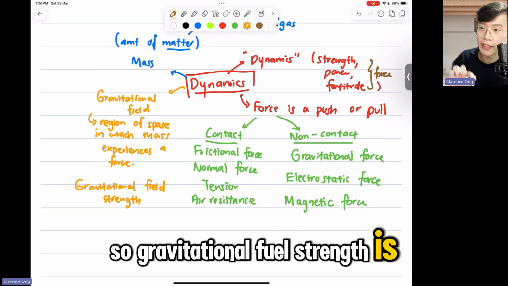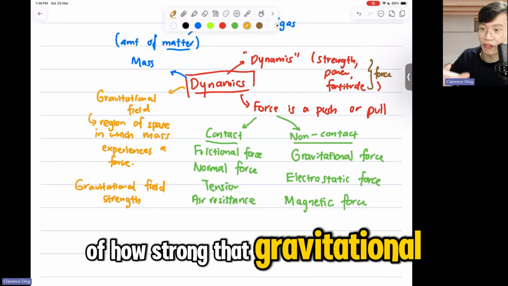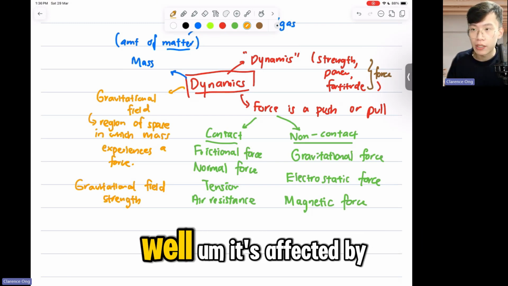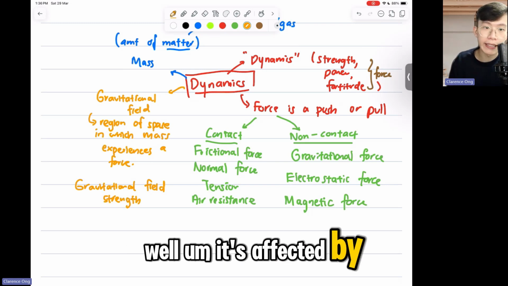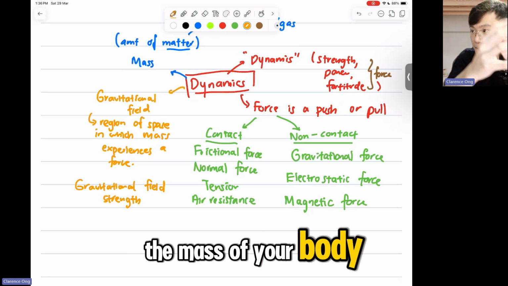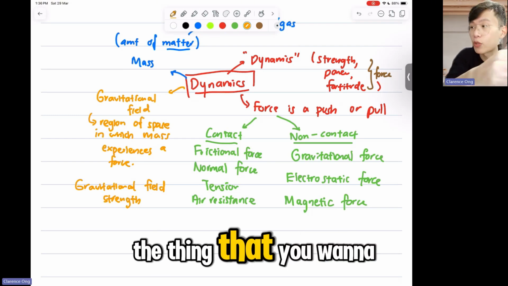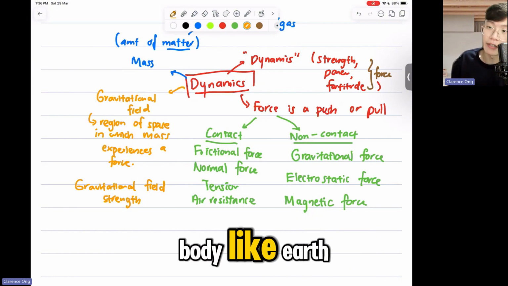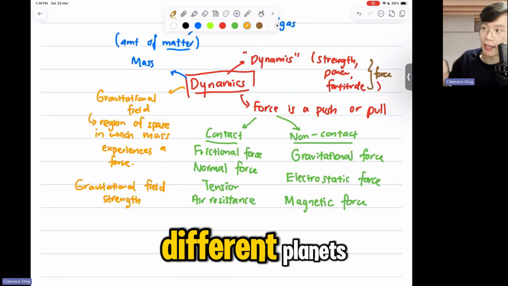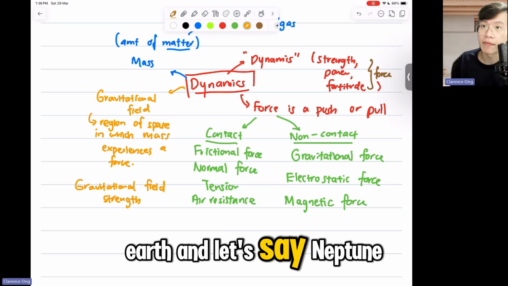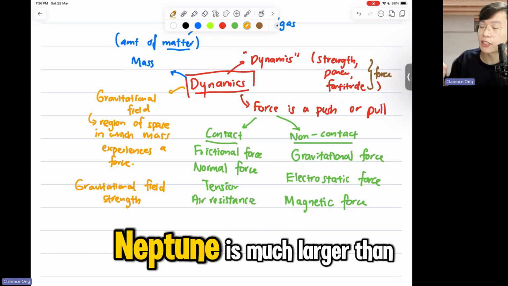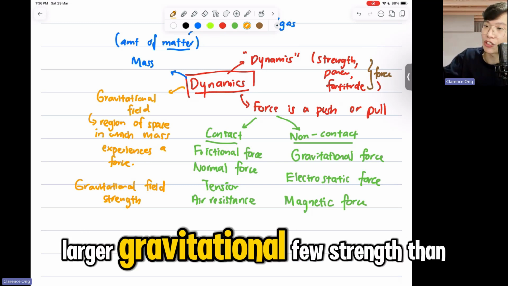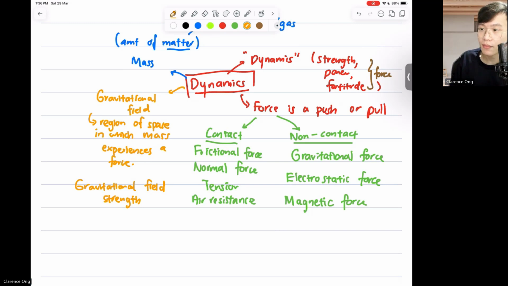So gravitational field strength is a measure of how strong that gravitational field is. What is gravitational force affected by? Well, it's affected by the mass of your body, for example, the thing that you want to attract. And it's also affected by the mass of your celestial body, like Earth. If you compare two different planets, Earth and let's say Neptune, Neptune is much larger than Earth. So Neptune will have a larger gravitational field strength than Earth.